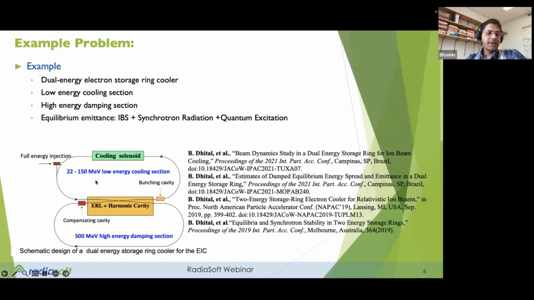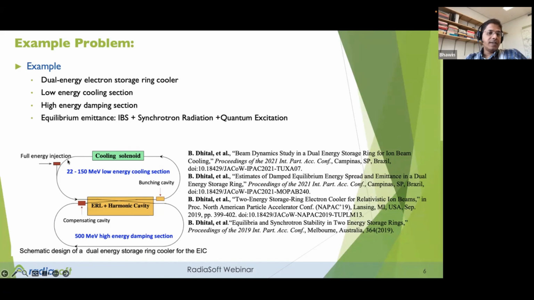So to cool a 75 GeV proton beam, we need a 150 MeV electron beam in the cooling section, because to get more interaction between the electron beam and the ion beam, their longitudinal velocities should be close to each other. That gives a strong scattering force between them during the interaction.